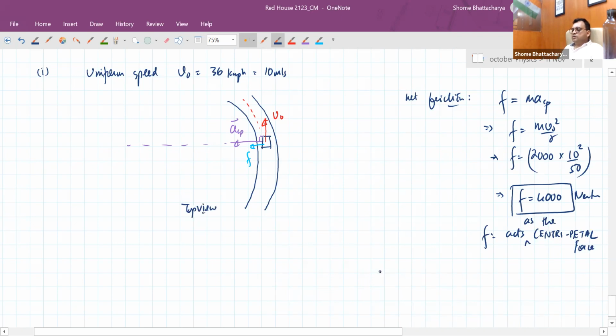We also look at the side view of the car as it is going in the circular path like this. See that the friction acting on the tires is like this, perpendicular to its instantaneous velocity, whereas there is also mg and normal reaction.